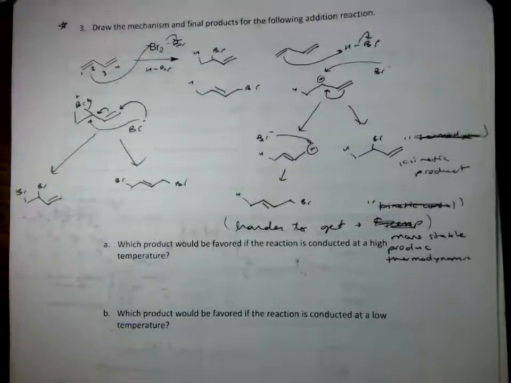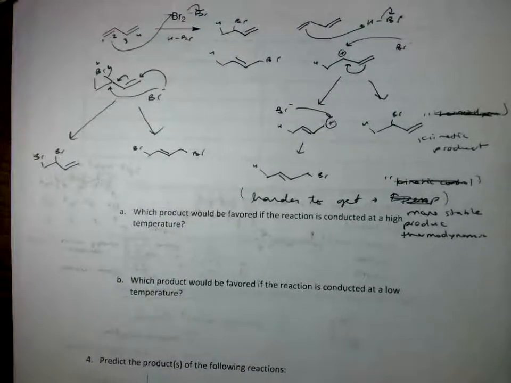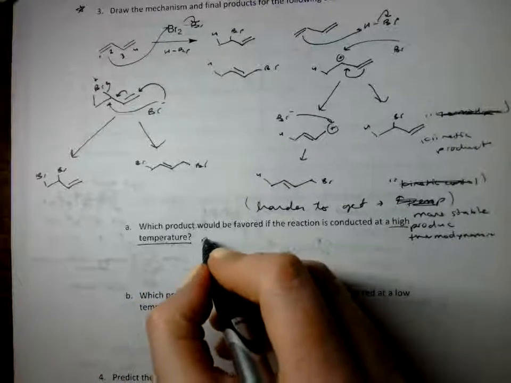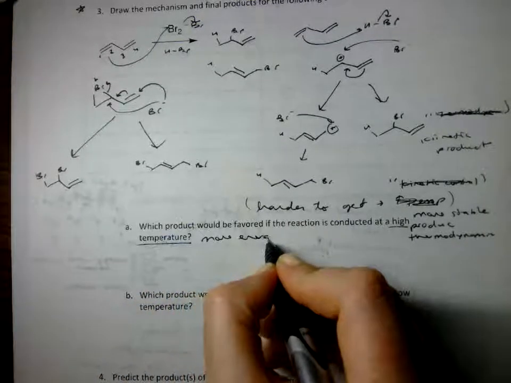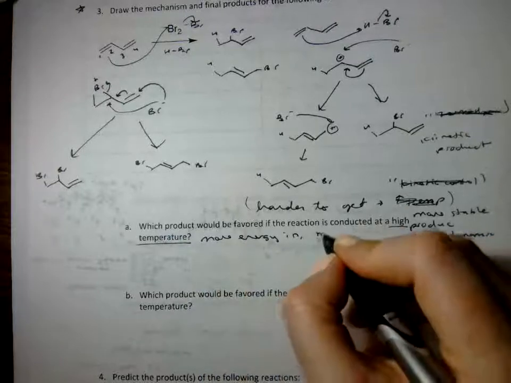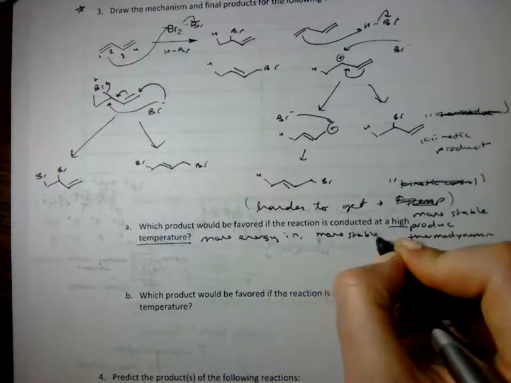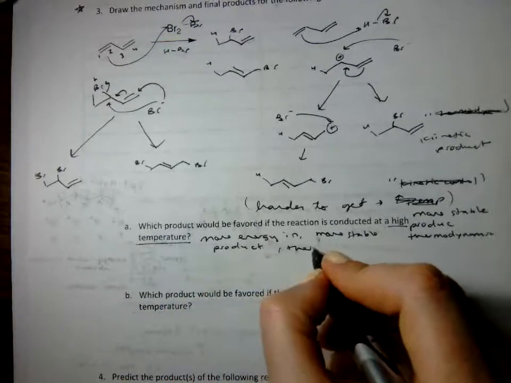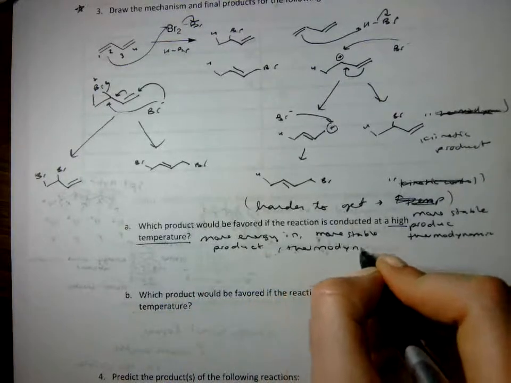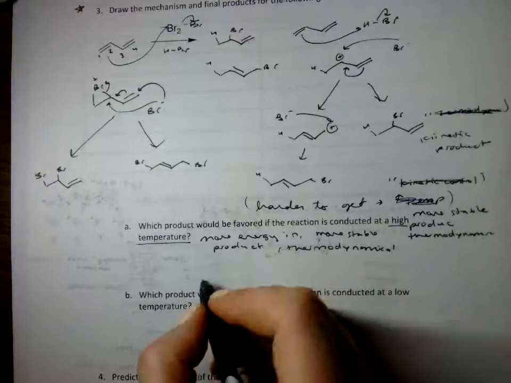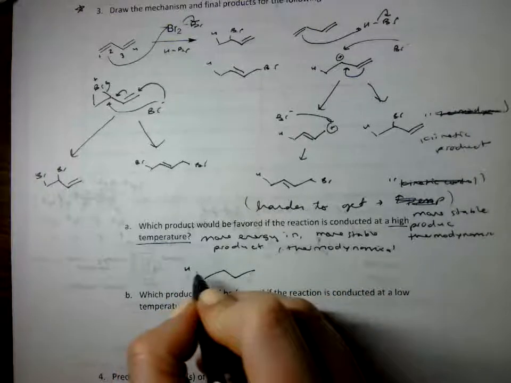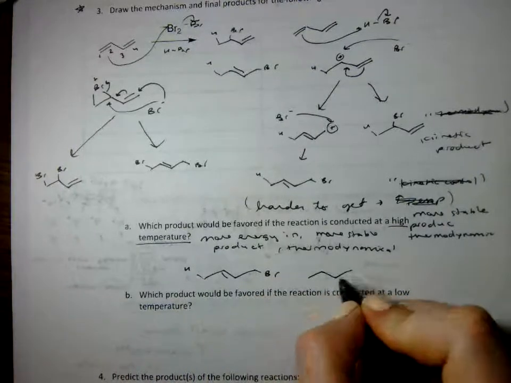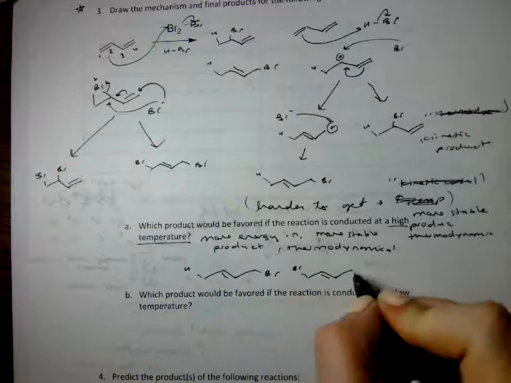Okay, now which of these products would be favored if the reaction is conducted at a higher temperature? So higher temperature means they're going to be able to put more energy in, and it'll get to the more stable product over time. So the more stable product, this is the thermodynamically controlled, and you get the 1,4 addition. So if you're doing HBr, it would be this, or if you're adding the 2 bromines, it would be this.